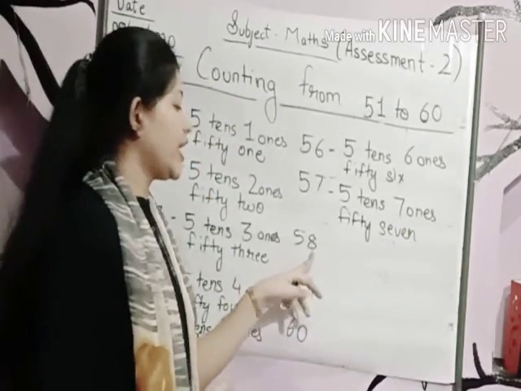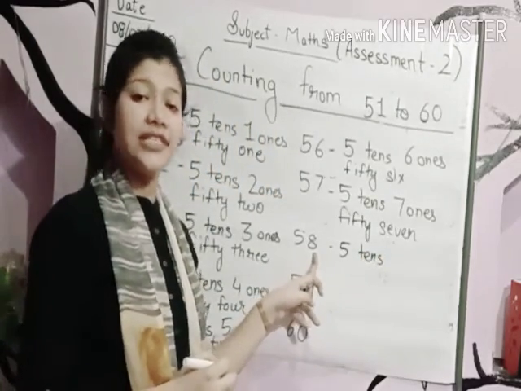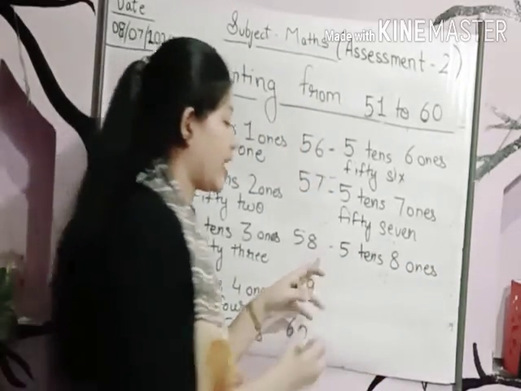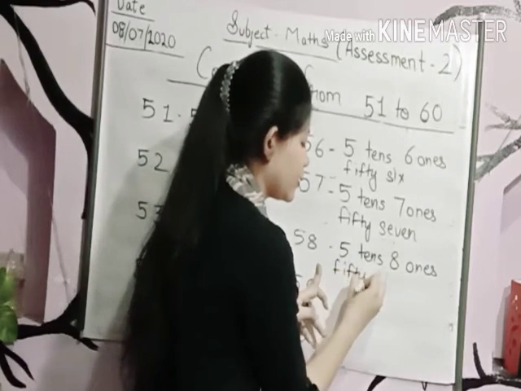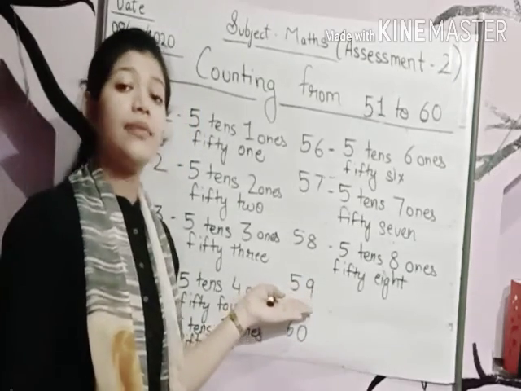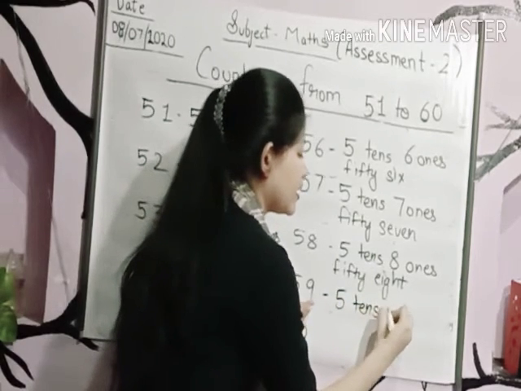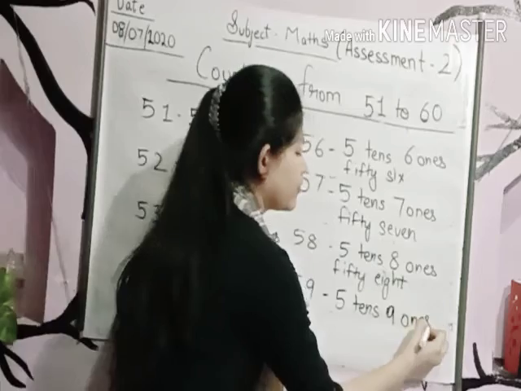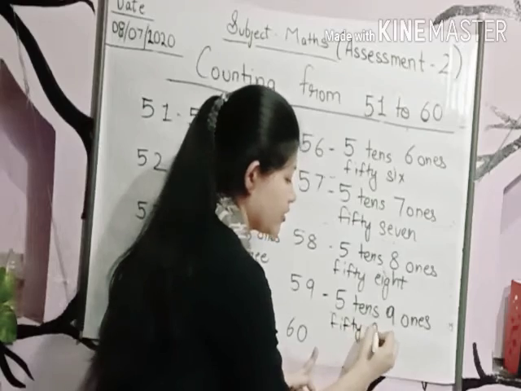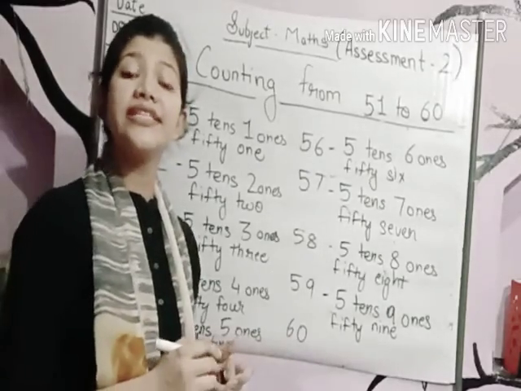Clear? Now 58. Now again we will write 5 tens and 8 ones. Yes, so we will write 8 ones. Okay, we can write it as 58. Clear? Now let's come to next number, that is 59, which can be written as 5 tens and 9 ones. Yes, which can be written as 59. Okay, now we have come to number 60.